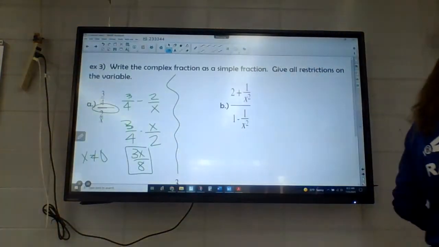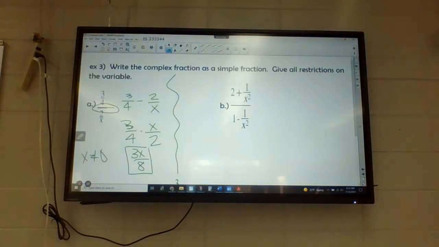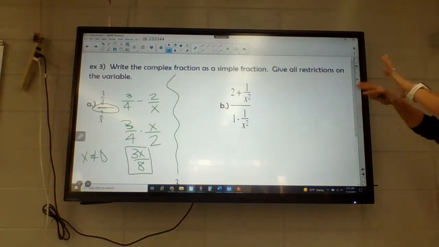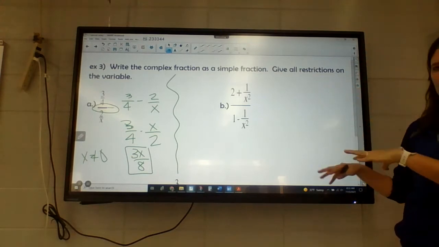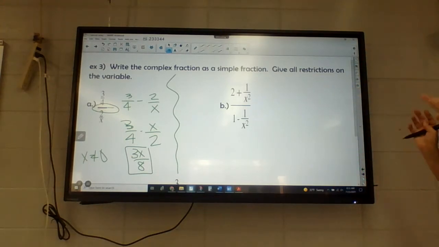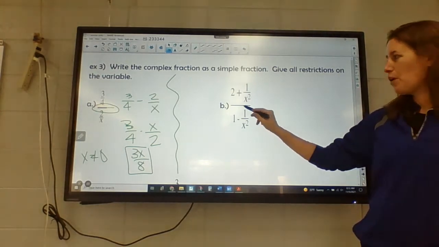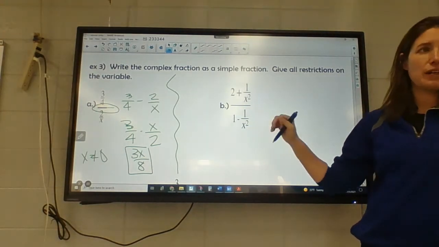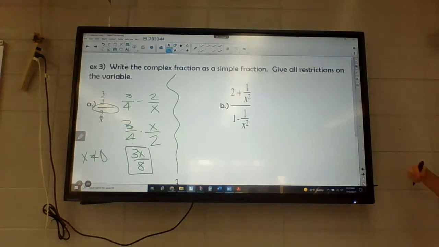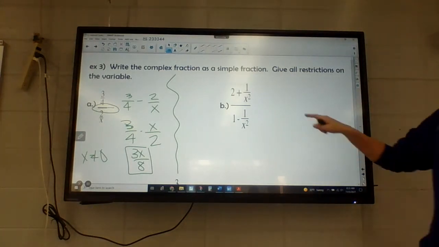Okay, so letter B gets a little bit trickier because we have kind of some crazy fractions, so we're going to kind of work on the top first, bottom separate, and worry about flipping them and multiplying and all that kind of stuff. So we want to probably simplify each of these first. We don't want to just flip this because we can't flip that 1 minus 1 over x squared. It's a little bit of a mess. So we have to simplify first.